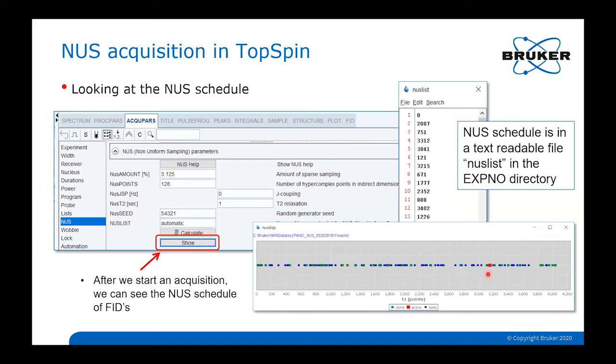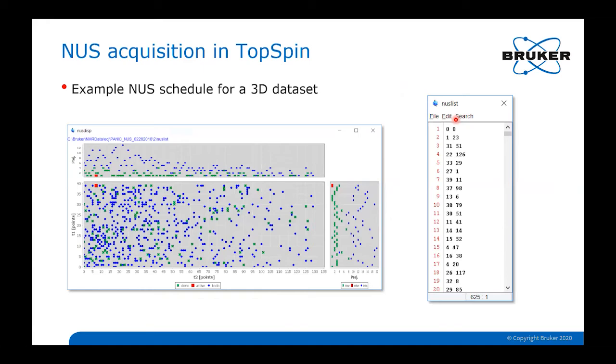And then going just very quickly into a little bit more detail. In the experiment number directory for the data set, once we do this, a file is created called nuslist, which is simply a text file with the indices of the FIDs that are going to be acquired. 0 corresponding to the first FID for a traditional method, and then numbered sequentially after that. And just, again, an example of what a 3D sampling scheme looks like. The nuslist file now just contains a list with a pair of numbers for which FID in both the direct and indirect dimension is being acquired at each point.